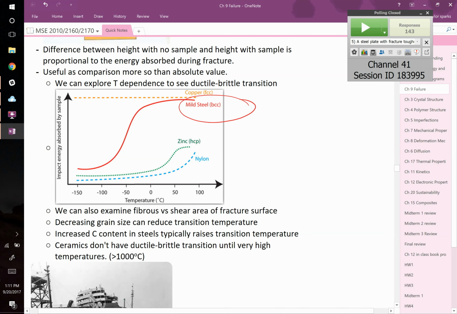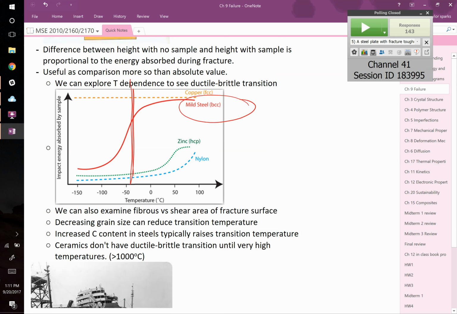Now, which side is ductile and which side is brittle? Turn to your neighbor and take a guess which one should be which. Like, here's clearly the transition temperature, somewhere around here. Which side is which? Okay, let me pick on Ari. What do you think?